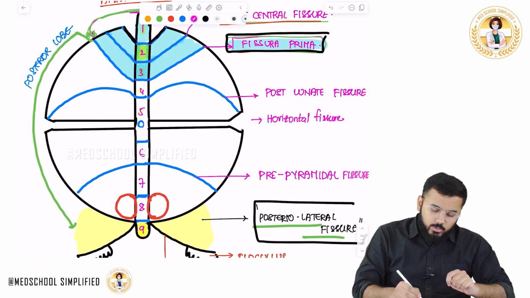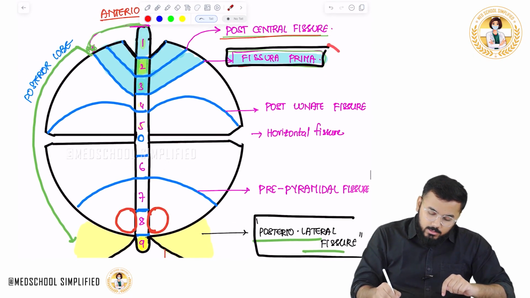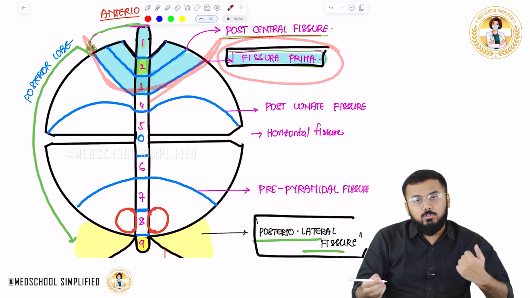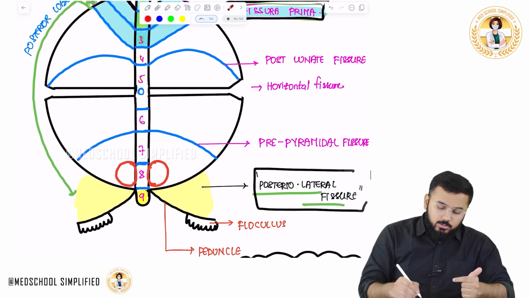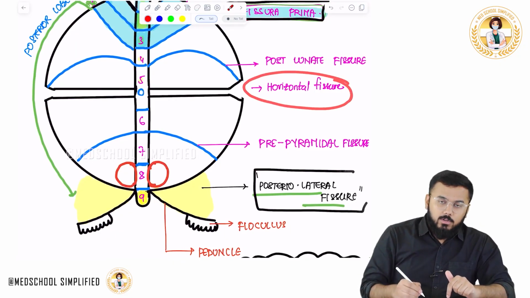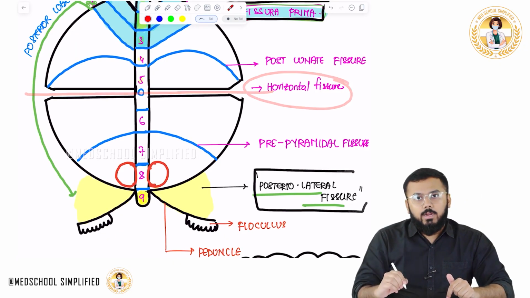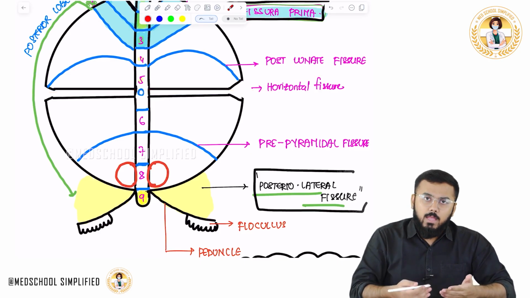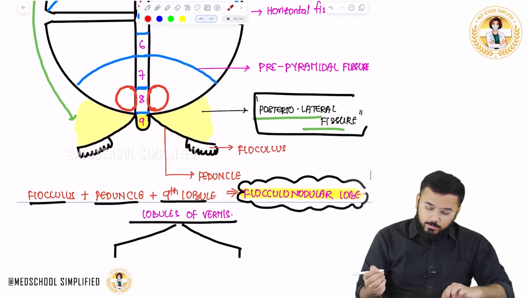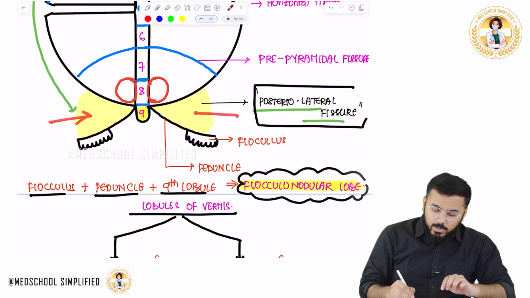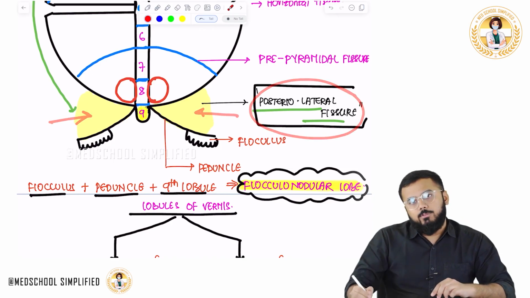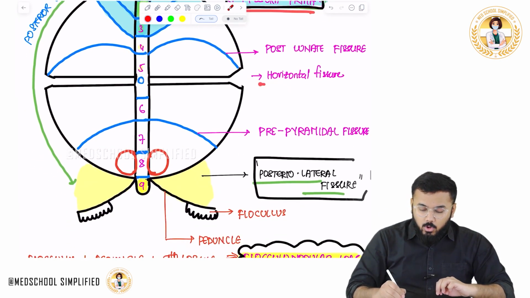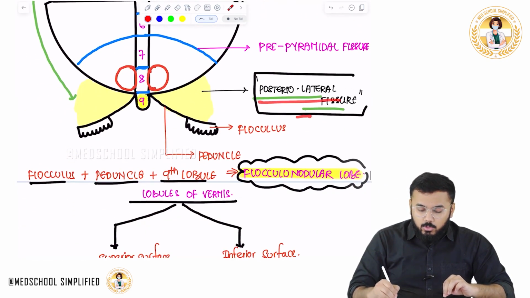See this fissure which you can see over here. This is called fissura prima. This is one major fissure. Second, this line is called the horizontal fissure, which divides the cerebellum into the upper half as well as the lower half. And third, this yellow colored part is called the posterolateral fissure. So how many fissures do we have? Three: fissura prima, horizontal fissure, and posterolateral fissure.